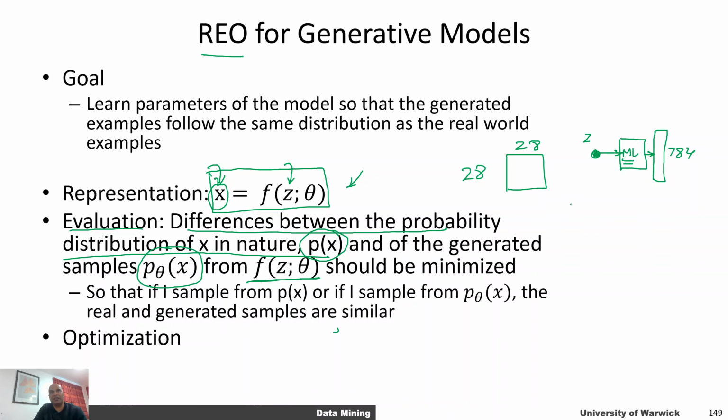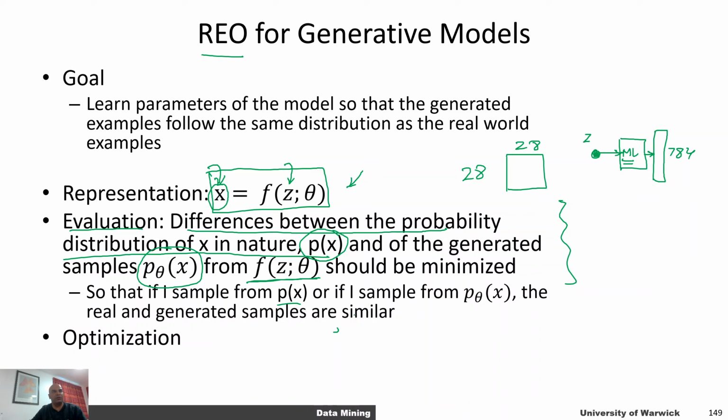So this is a very generic loss function that can be used for any machine learning problem, any generative machine learning problem. The goal is that if I sample from P of X, so if I obtain a sample from nature, or a set of samples from nature, or if I sample from P theta of X from my machine learning model, the real and generated examples are similar. So if I get a sequence of heads and tails from my machine learning model, and if I get them from nature, both of them should appear the same.